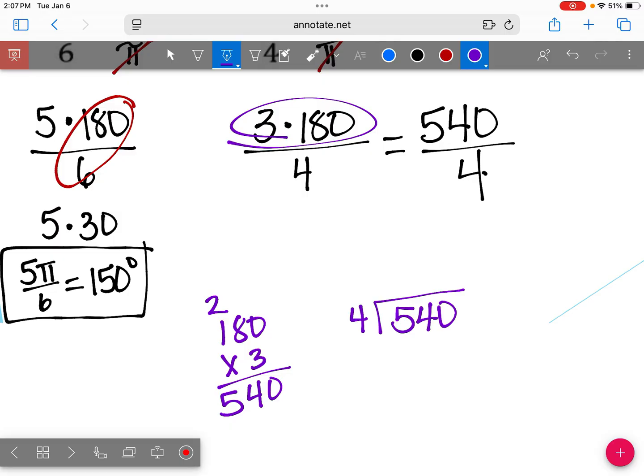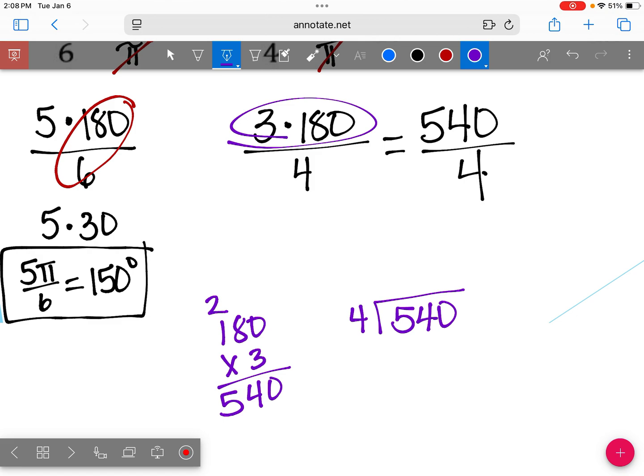So first I took 3 times 180 and I got 540. And then I took 540 divided by 4 to get my final answer. If you were to divide 180 by 4 first, you would get 45, and then you would multiply that by 3. Again, you can do it either way. There really is just whichever way you want to go.